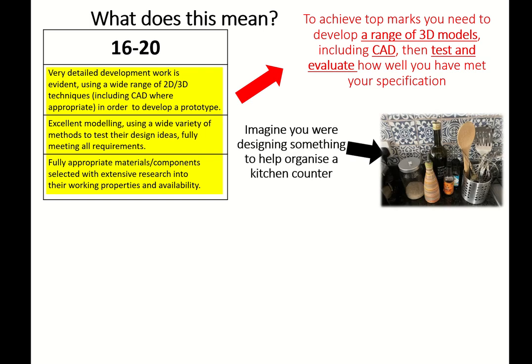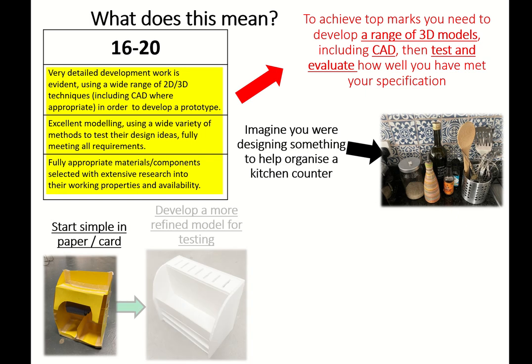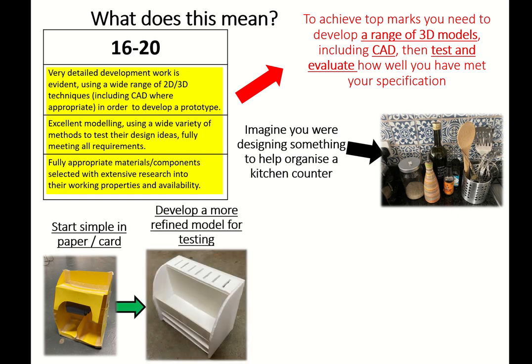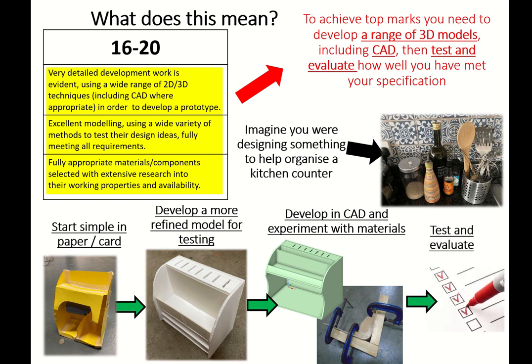So let's take this example of imagining something to go on a kitchen counter. By now you should have got some simple card or paper models, which you can make quickly. And now is the time to start developing and refining them to make them look higher quality, to be able to test them more rigorously. Later, you would also work in CAD and experiment with materials, particularly if you want to get higher grades. And that forms part of a testing and evaluation process.